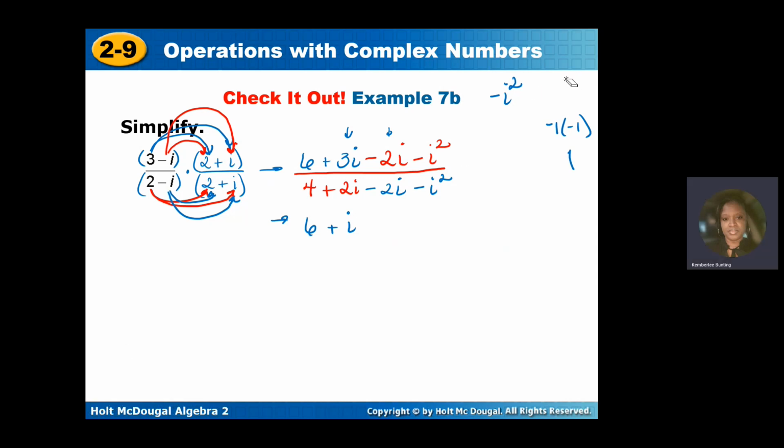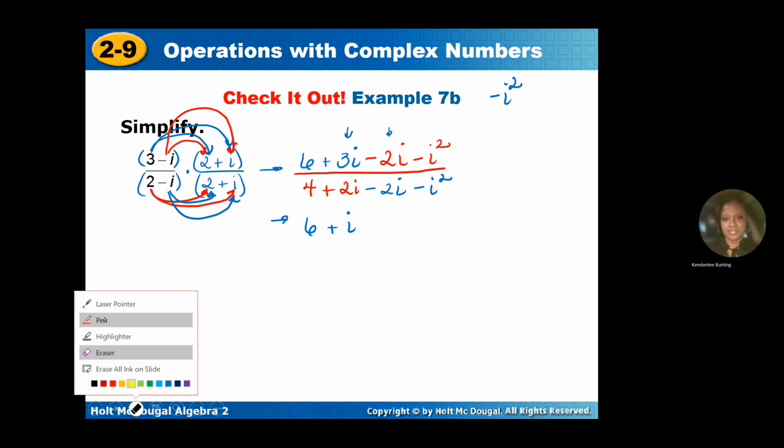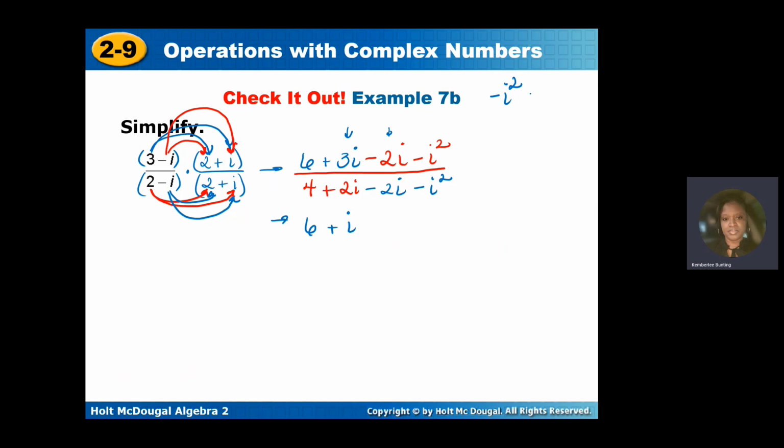All right, so we have to simplify negative I squared, right? But remember, negative I squared is the same thing as saying negative 1I squared, right? Are we okay with that? Now, what is I squared equal to?